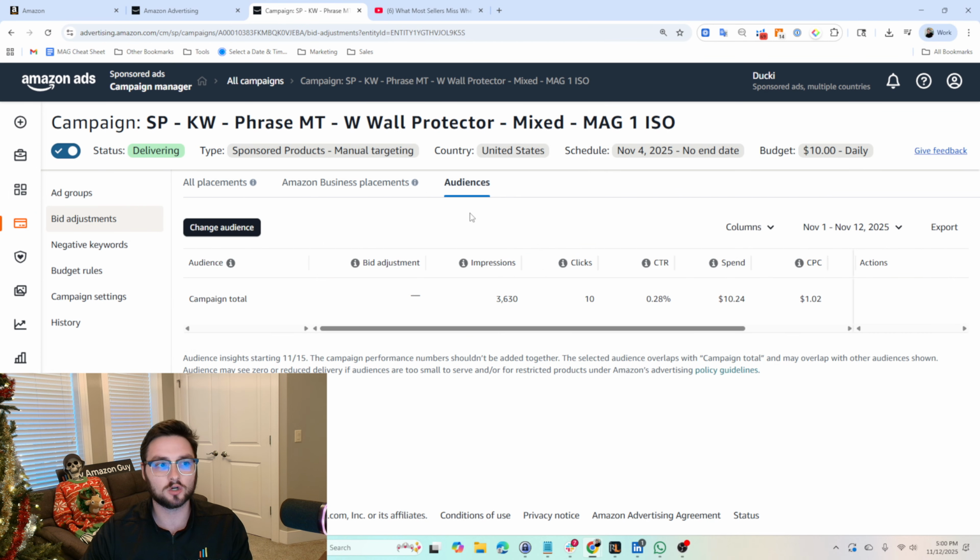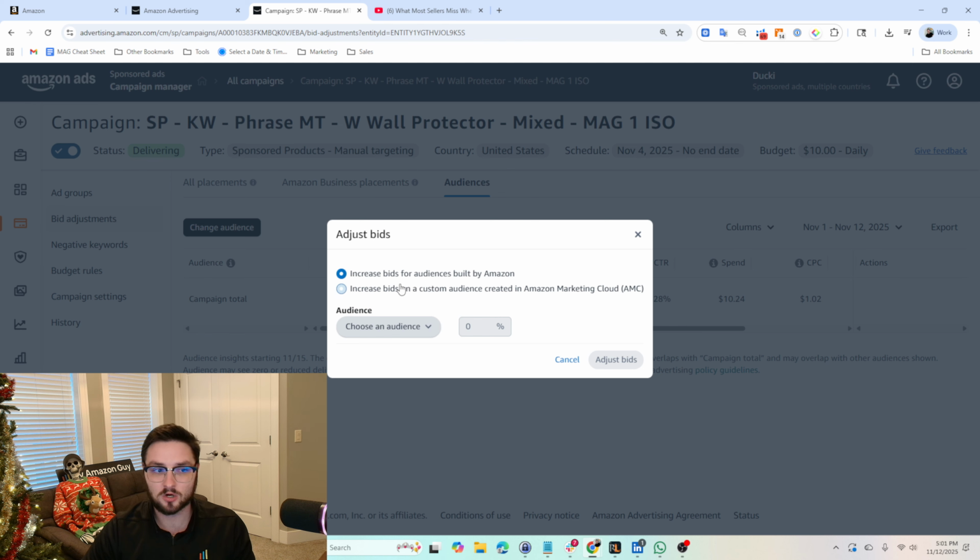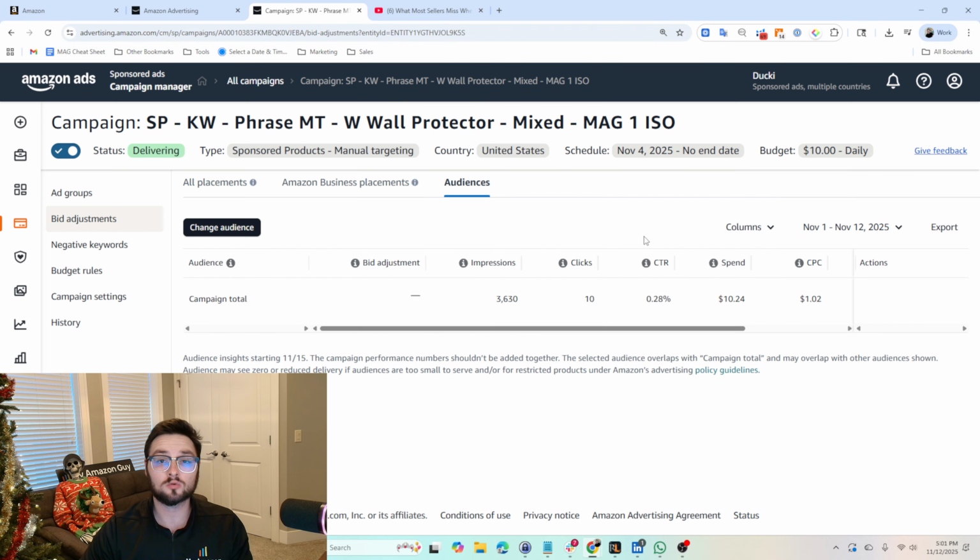It is the general aspect of how audiences work on Amazon. Whenever you're in any form of campaign, you are going to have this right here, where you can go over to your bid adjustments and then go to your audiences. And you'll notice here, it does not say add audience. It says change audience. And that is specific because yes, you can only utilize either one of the Amazon built-in audiences, or you can only utilize an AMC audience here. So you can only have one audience active at any given time in one campaign.